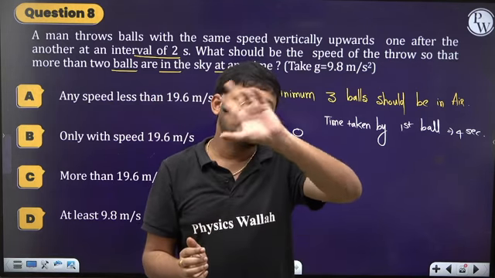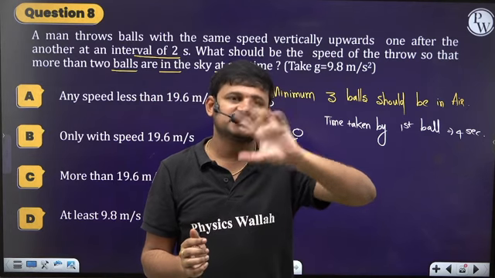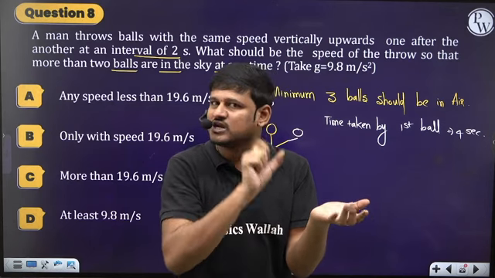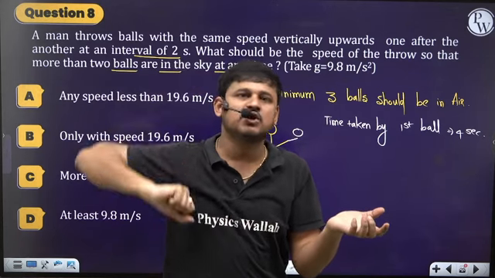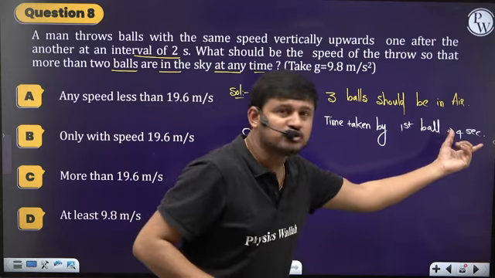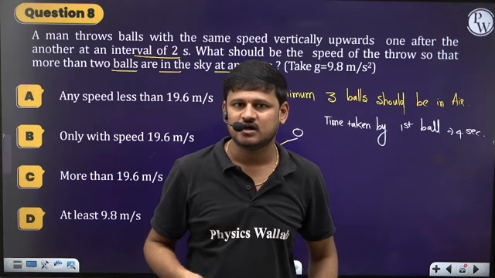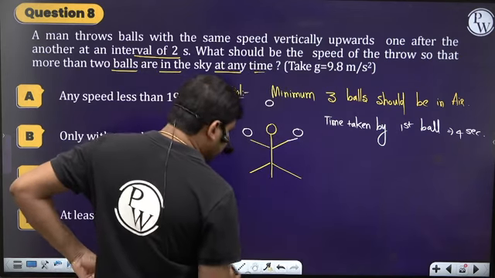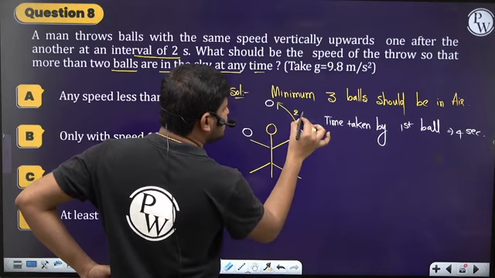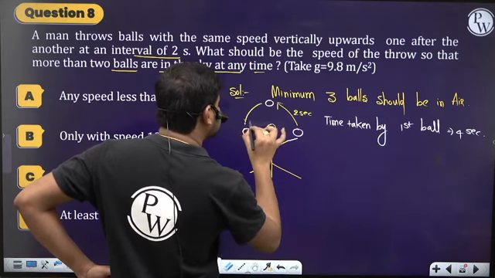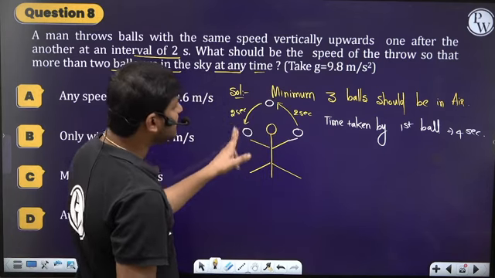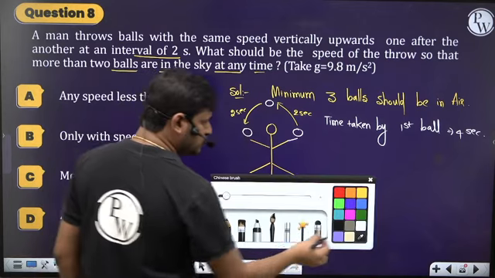So now the first ball takes time to reach the hand. 2 seconds between the first ball and second ball, and 2 seconds between the second ball and third ball, right? So in total, the first ball is taking 4 seconds to reach the hand. If it is taking 4 seconds, then as per the symmetry, it takes 2 seconds to go up and then again 2 seconds to come down. Whatever the time of ascent, it will be equal to the time of descent. Yes or no?